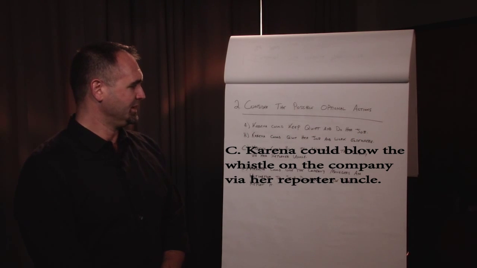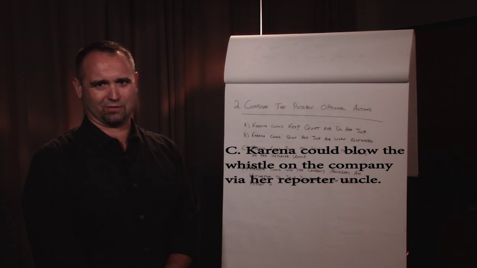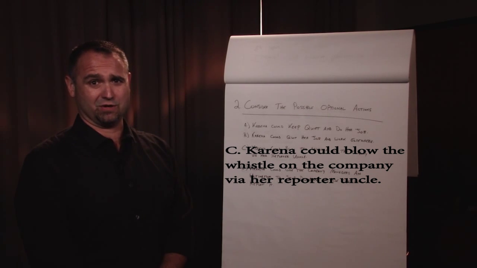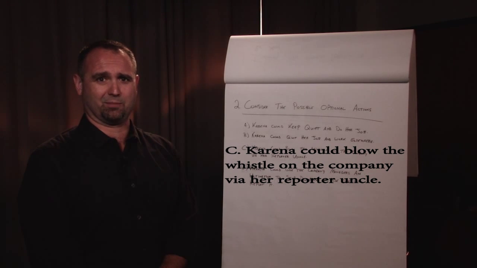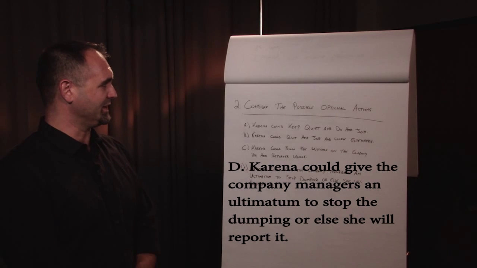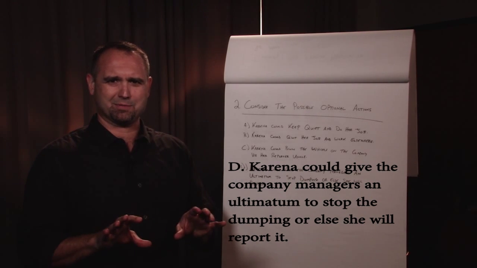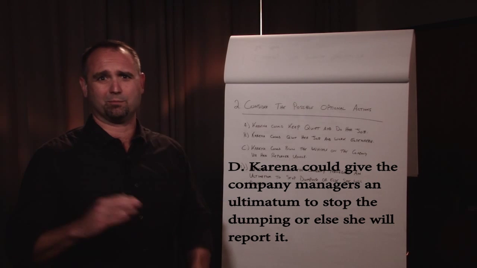In the third option, Carina could blow the whistle on the company via her reporter uncle. As you will recall from the story, Carina has an uncle that works locally as a reporter. So what she could do is take the information about the illegal dumping to her uncle, the reporter. Or, lastly, in the options that we've thought through here, Carina could give the company managers an ultimatum to stop dumping or else she'll report it. So that is to say, she could give them the option to fix the problem themselves before she goes to an outside source.